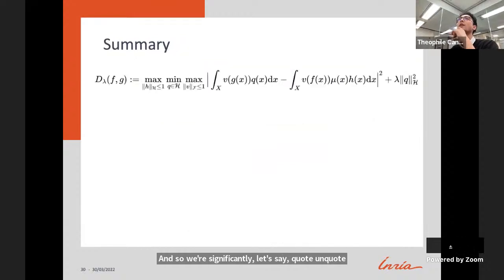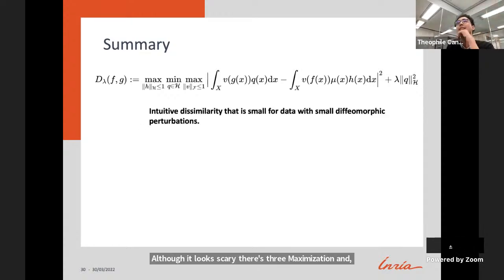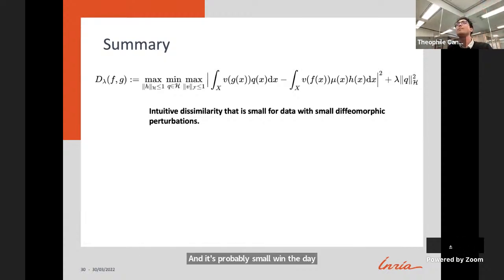Okay. So that's it. Let me just summarize the results a bit. So this is the definition. Although it looks scary, there are 3 maximization and minimization problems used to define it implicitly. So first of all, it works. It has an intuitive explanation. We start from the change of variable formula, and then we patch it several times to make it work. And it's provably small when the diffeomorphic perturbations have a mild norm.